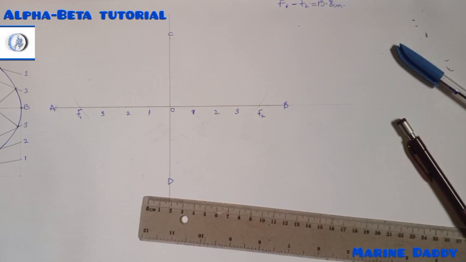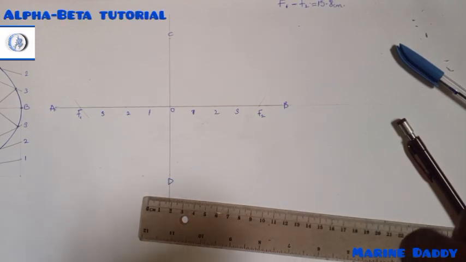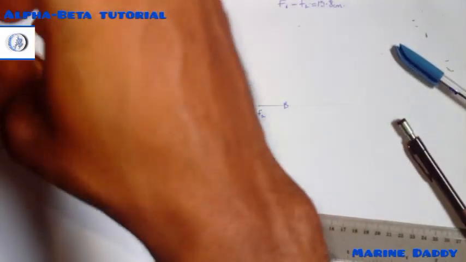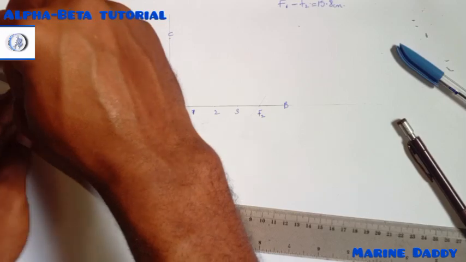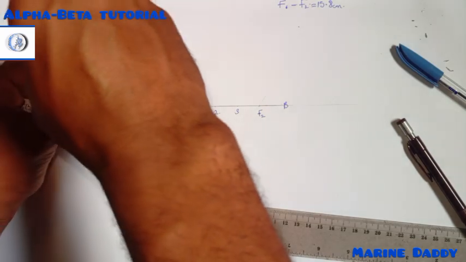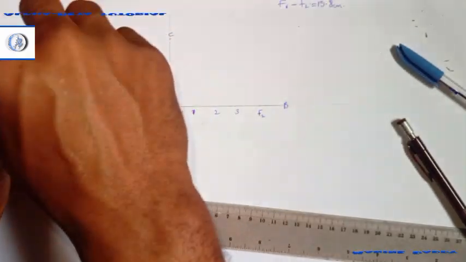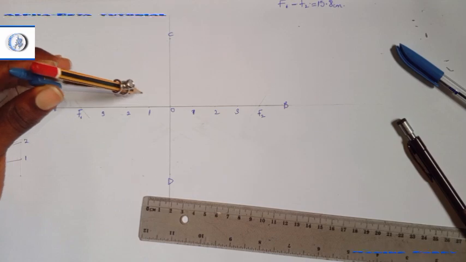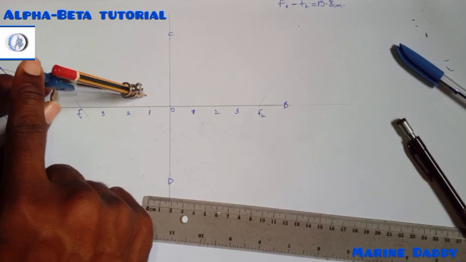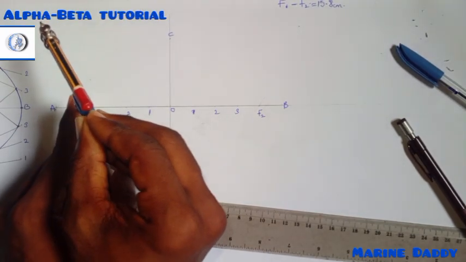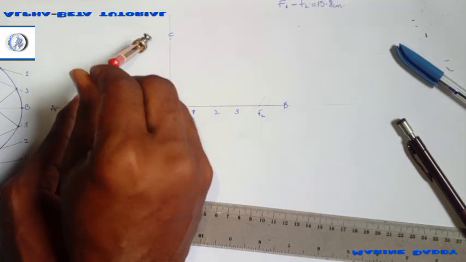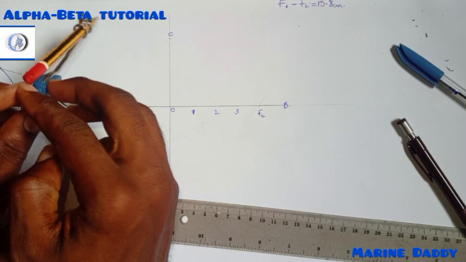Okay. After doing this, I will open my compass like this. Put it here, from point A to 1. From point A to 1, as you can see. I'll take it out. Place it at F1. Strike at the top. Strike at the bottom.